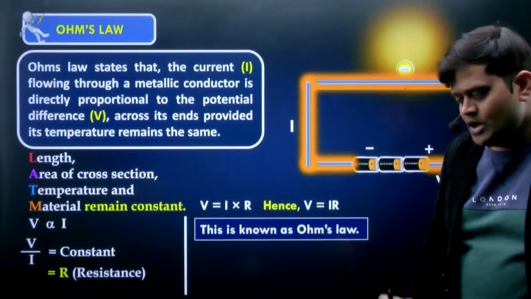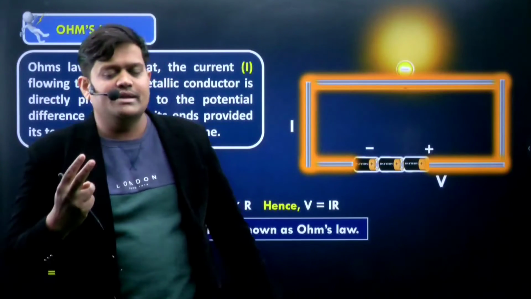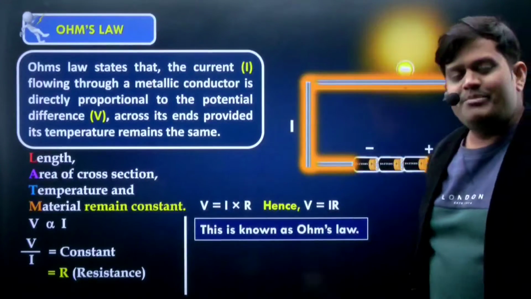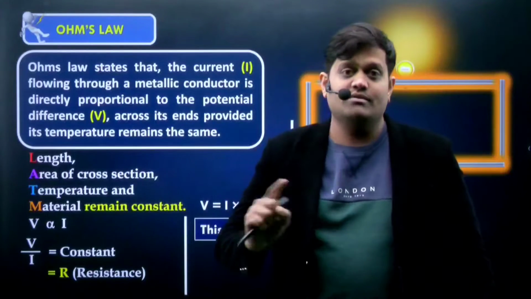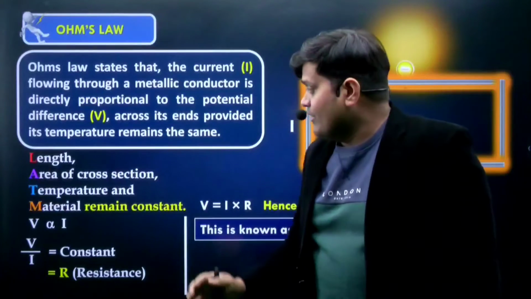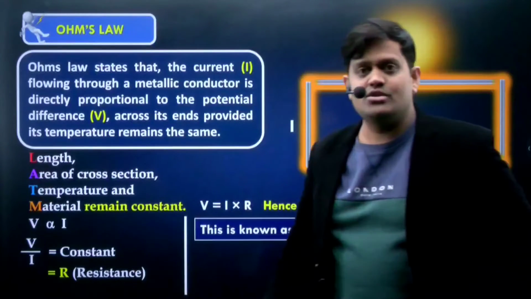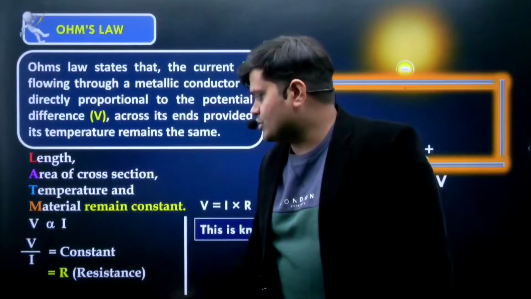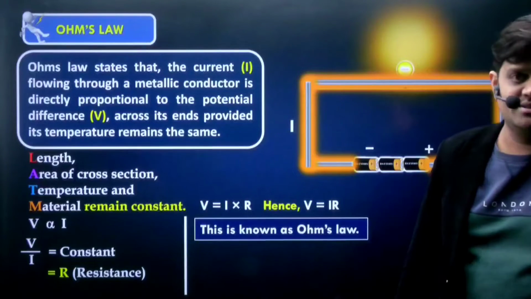So Ohm's law gives the relation between two physical quantities, current and potential difference. According to Ohm's law, the current flowing in a conductor is proportional to the potential difference across the ends of the conductor, when length, area of cross section, temperature and material remain constant. In that condition V is proportional to I, so V upon I equals a constant, that is R, the resistance.